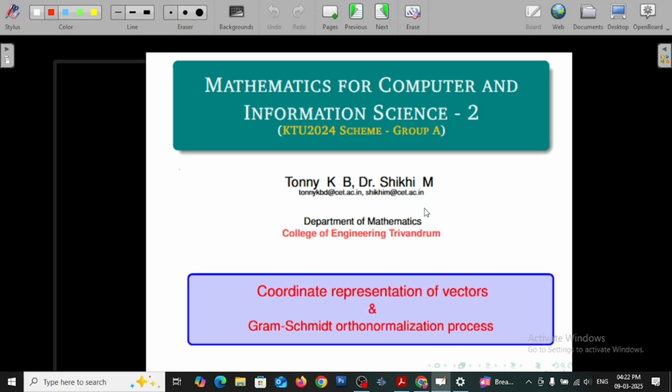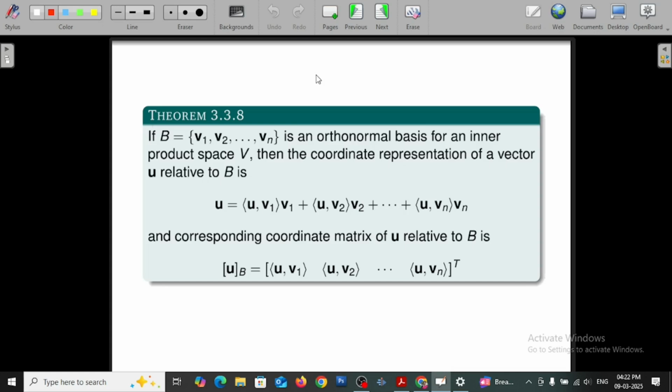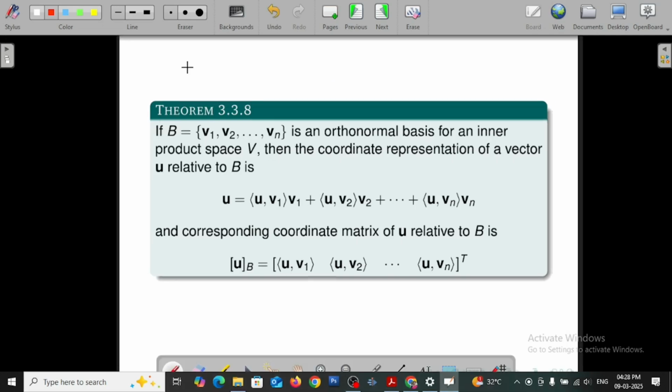Today we will discuss the topics coordinate representation of vectors and Gram-Schmidt orthonormalization process. In the last class we studied about orthonormal basis. So what's the use of orthonormal basis? So let V be a vector space and B is a basis of the vector space. And let B be equal to V1, V2, etc., Vn.